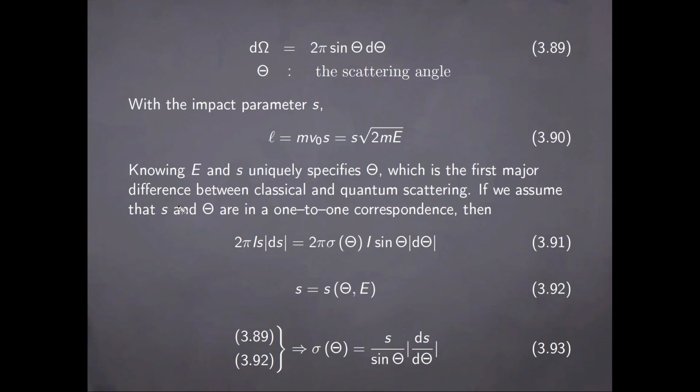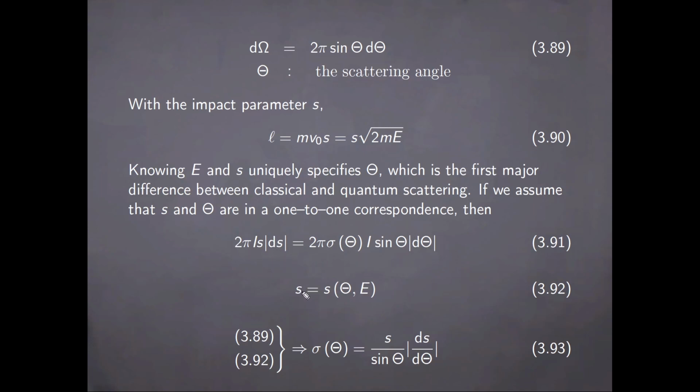If we assume that the impact parameter and the scattering angle are in a one-to-one correspondence, that is, we assume that to each impact parameter corresponds a unique scattering angle, and I cannot have multiple scattering angles for a given impact parameter, then the number of particles found within a differential element of the impact parameter ds has to be equal to the number of particles scattered in a differential angle capital theta. So the equality here holds automatically.